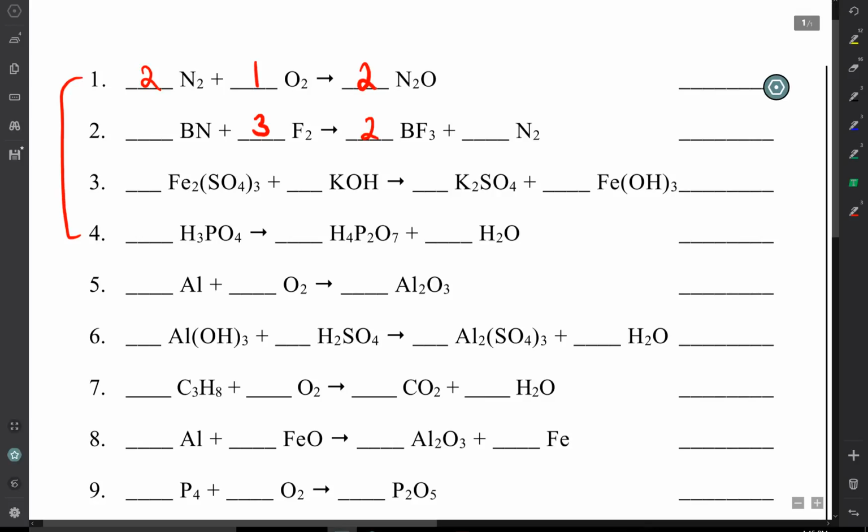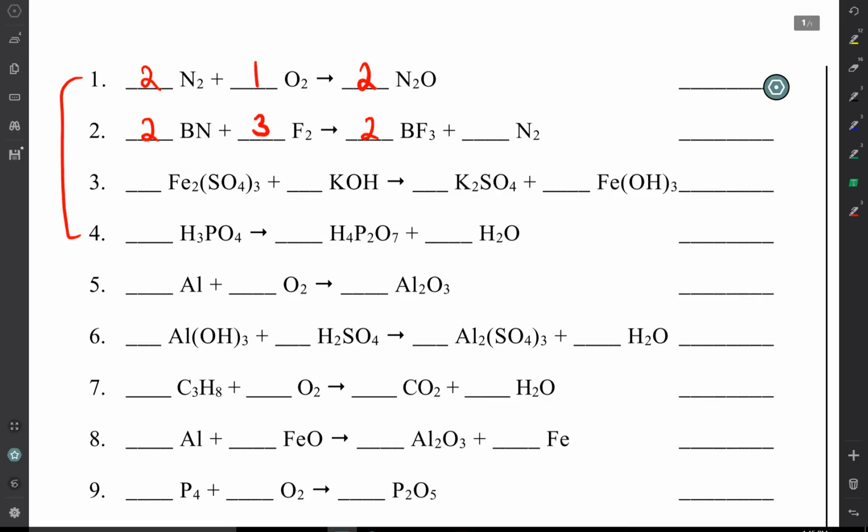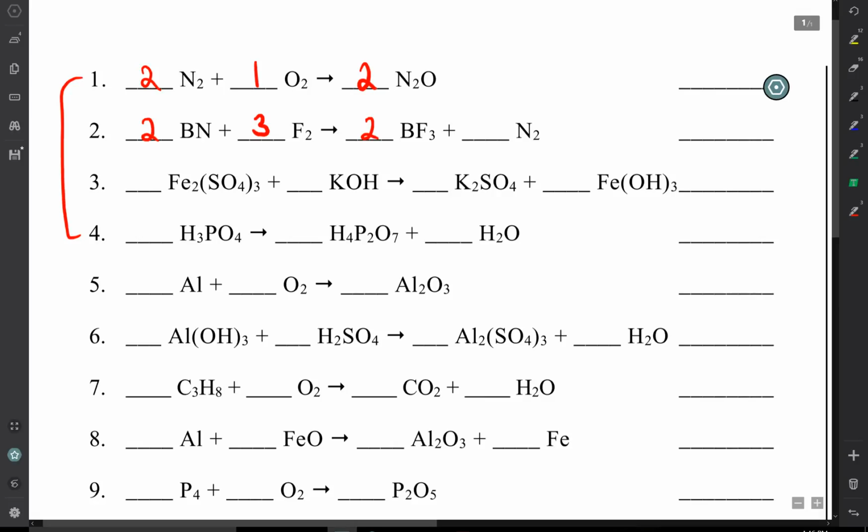Now that has caused my borons to no longer be balanced. I've got 2 borons on the product side. I only have 1 boron on the reactant side. I can clear that up by putting a 2 in front of BN. Now I've got 2 borons on both sides of the equation. Let's check nitrogen. I've got 2 nitrogens on the reactant side. Oh, I've got 2 on the product side. So this is completely balanced.